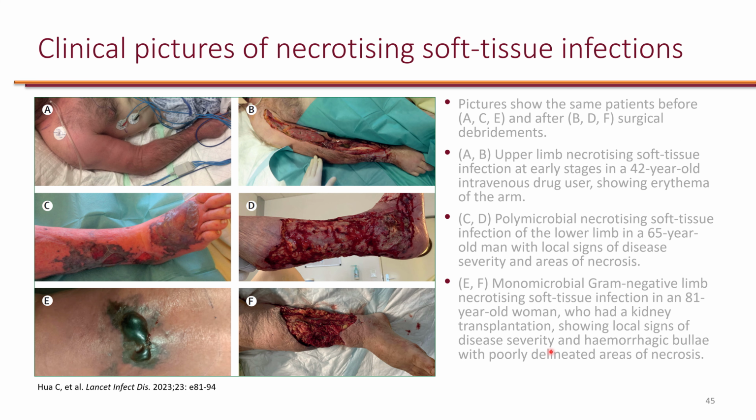To display the severity of necrotizing soft tissue infection, let's take a look at a few pictures. So there are 3 patients here. Panels A, C, and E are 3 different patients, and they're showing you before and after surgical debridement.